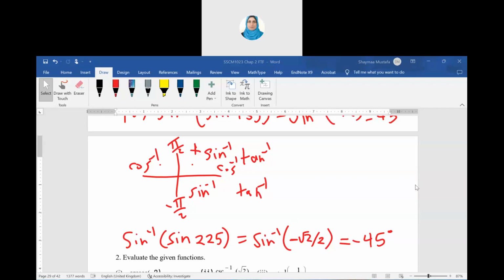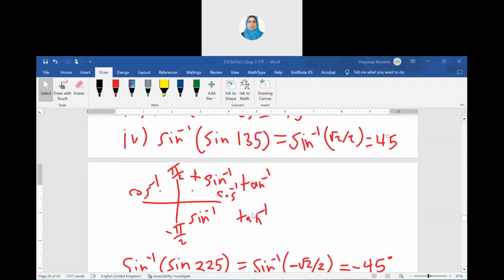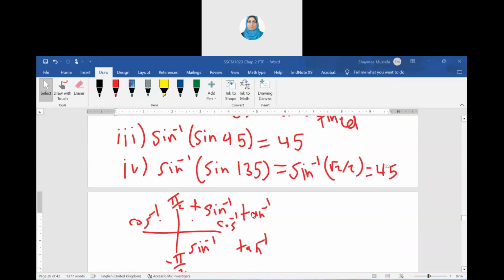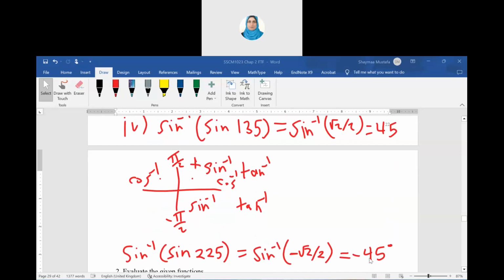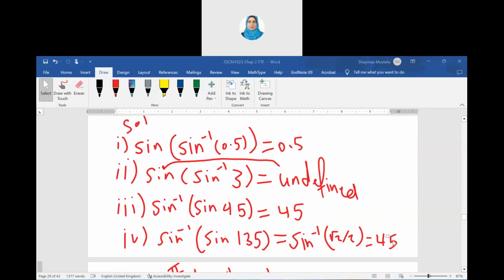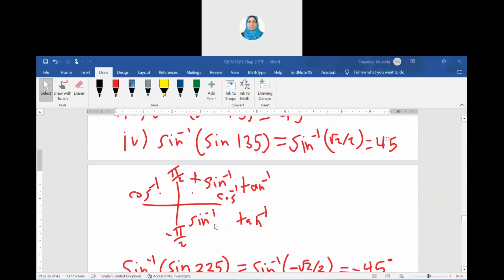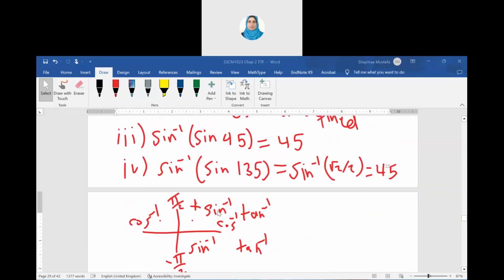Is it okay? Do you get it or not? Any questions? If you have any question, you can open the mic and ask. If it is not clear how I make it minus 45 or why it is equal to 45. If it is okay, just write okay on the chat to be sure that you get the idea. Yes, I can repeat.